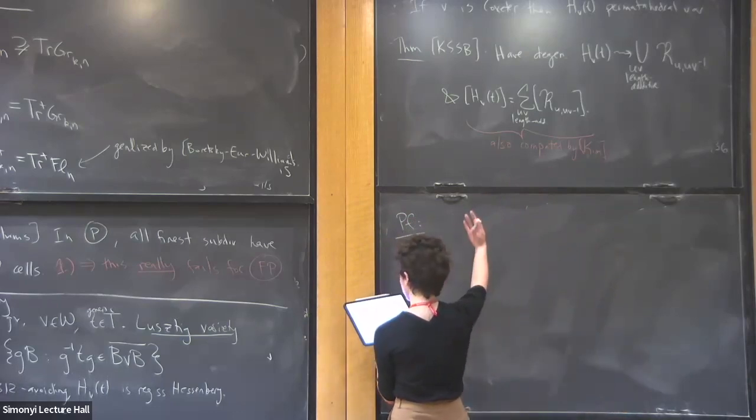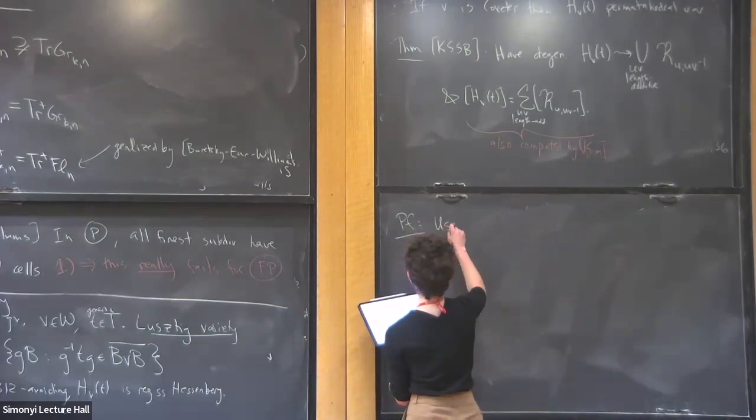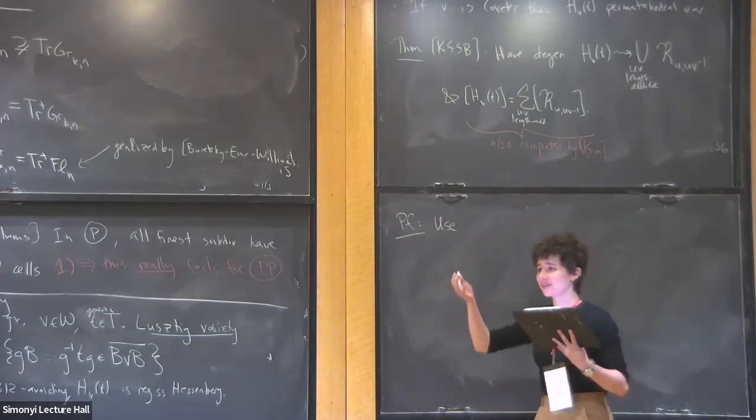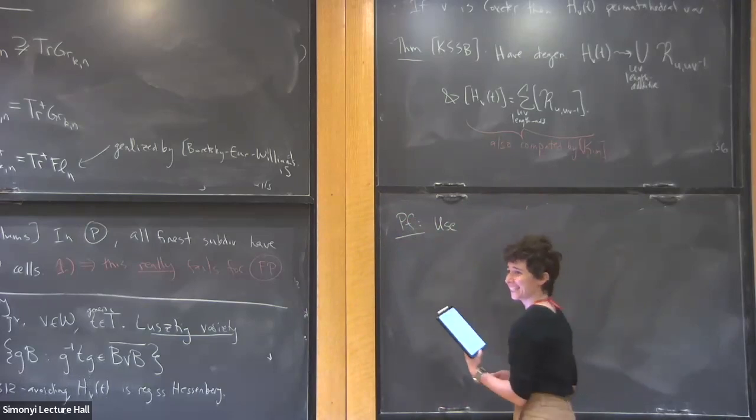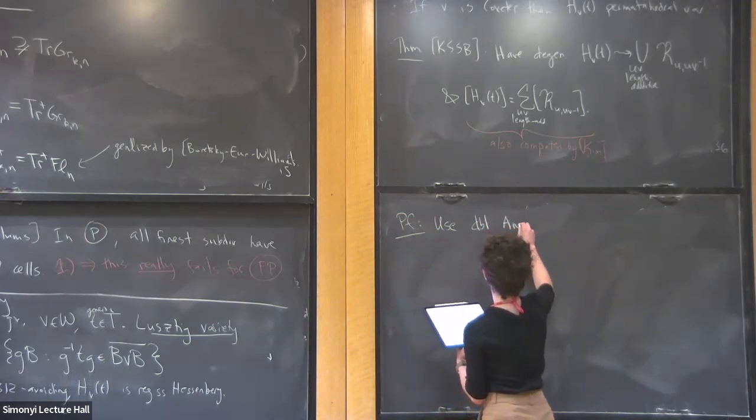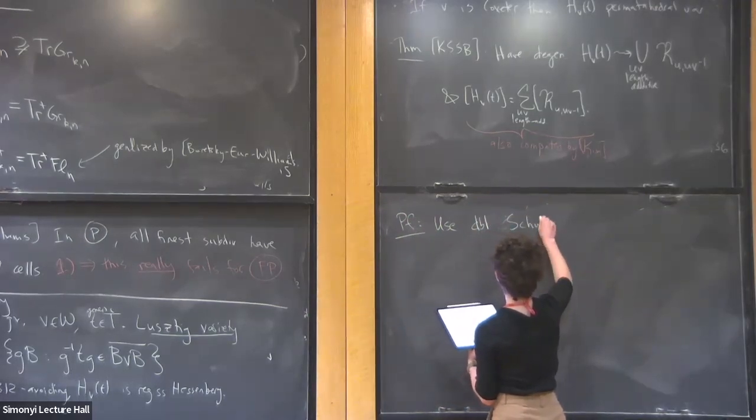Okay, so in G mod B squared, we're going to use something called double Schubert varieties, which I think were introduced by Dave. Maybe you wrote them down in a paper at least. Yes. Okay. So we're going to use double Schubert varieties.